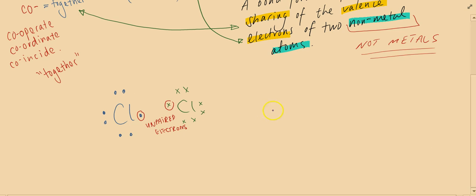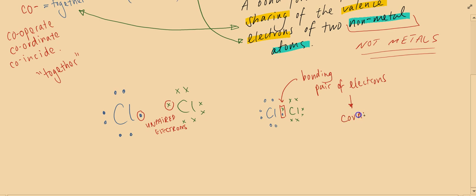What does that look like? So it's chlorine here with its 7 electrons, and the second atom of chlorine here with its 7 electrons. They could come together, and these electrons can pair up to form a bonding pair of electrons. And this bonding pair of electrons is a covalent bond.